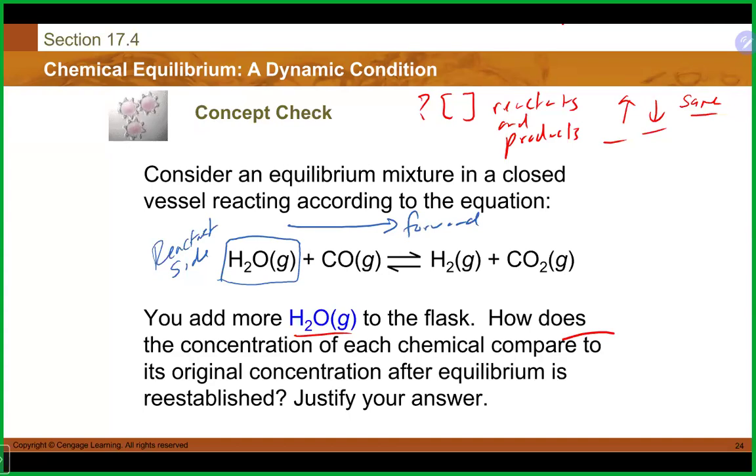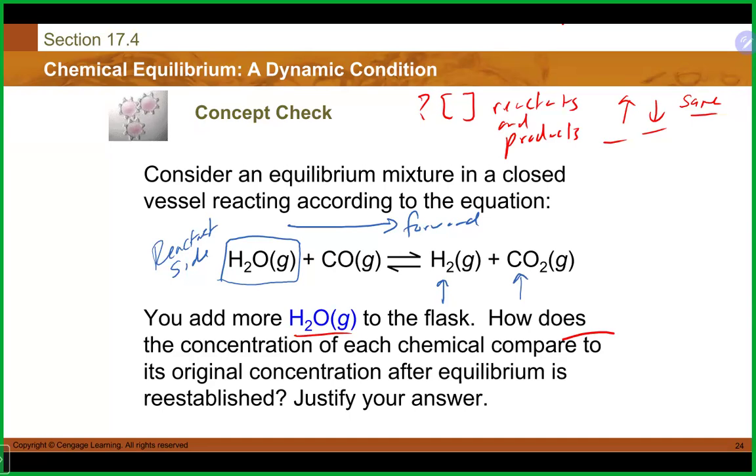Now, when you cause this forward direction to occur, that's going to cause some differences in our concentrations. We would now expect our H2 concentration to increase because we're now making more products, right? Forward direction goes from reactants to products. We should expect our product formation to increase. By the way, the CO2, which is also a product, we would expect its concentration to increase because of that.